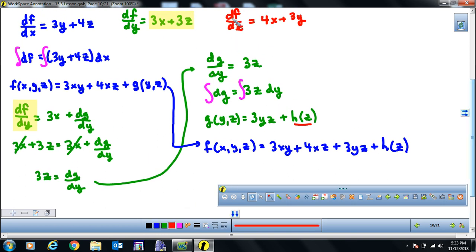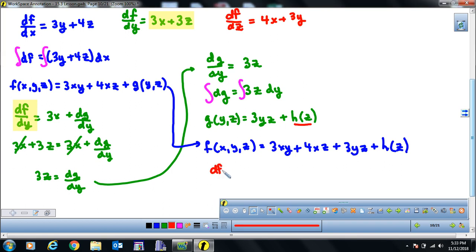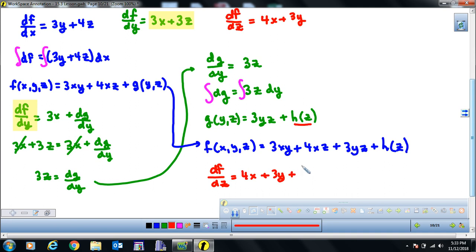The last condition requires us to find the derivative of the potential function with respect to z. So I'm going to get the derivative of this function with respect to z now. The derivative of 3xy with respect to z is 0. The derivative of 4xz with respect to z is 4x. The derivative of 3yz with respect to z is 3y. And the derivative of h with respect to z would be dh over dz.